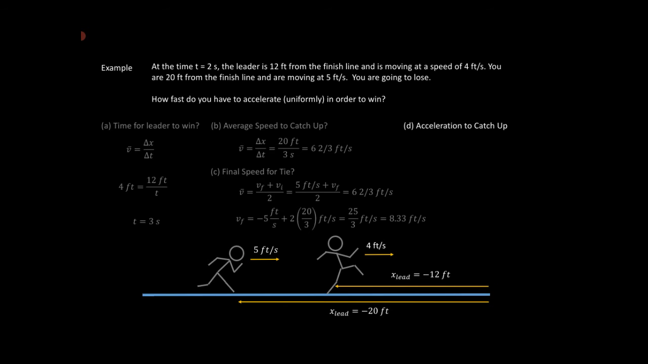So the question is now, what acceleration do you need to do that? Right. That also may be impossible. I'm not completely sure. I don't have any idea about how fast a human being can accelerate. All right. So how do we do that? Well, we use our definition of acceleration, delta v over delta t.